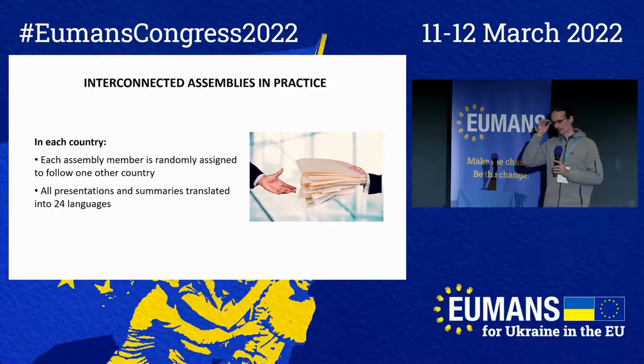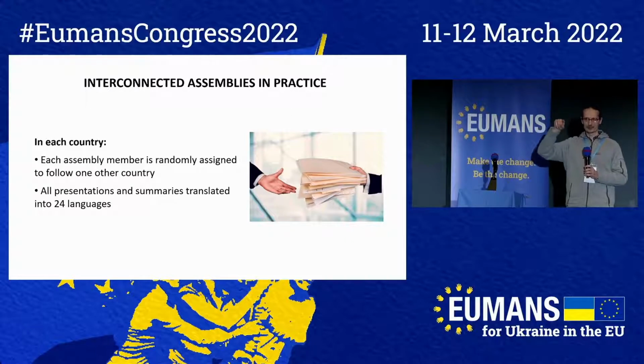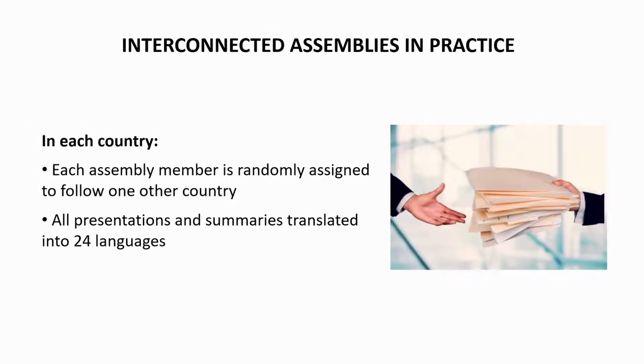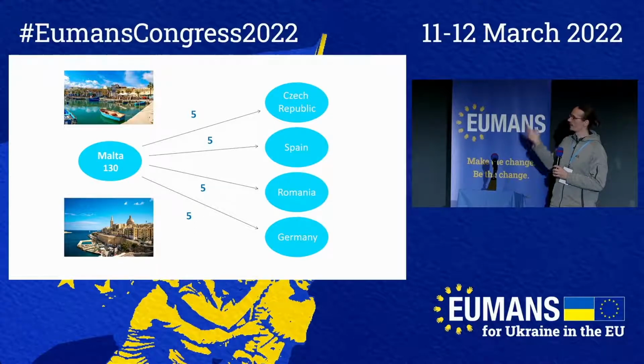Okay, so I mentioned the interconnected part. What does it mean? In every citizens' assembly on the national level, there would be people following at least one other country. They would be randomly assigned. Let's say I was randomly selected to be assembly member in Poland, and I'm randomly assigned to Malta. So I follow what's going on in Malta, and I also can view all other countries, but I don't have to. So in this way, every member of the Citizens' Assembly is following at least one country, and this is where the number of 130 comes from.